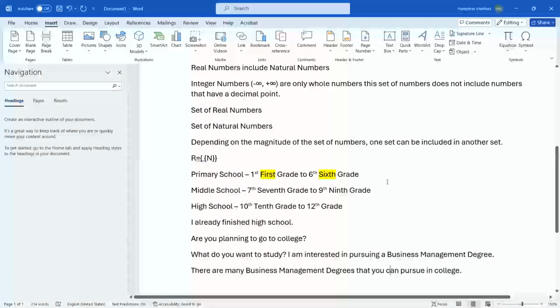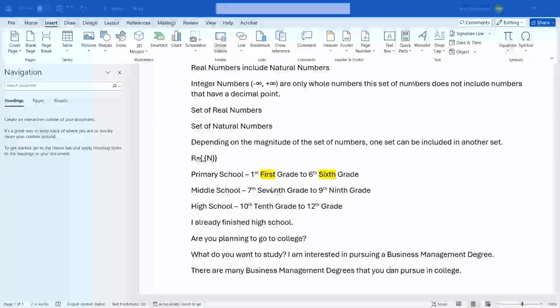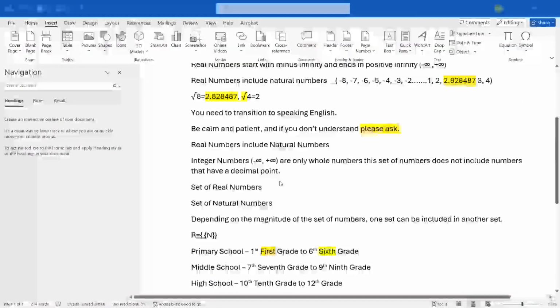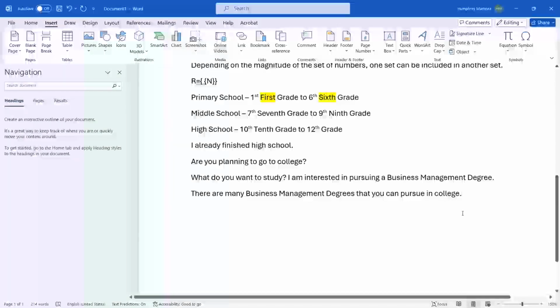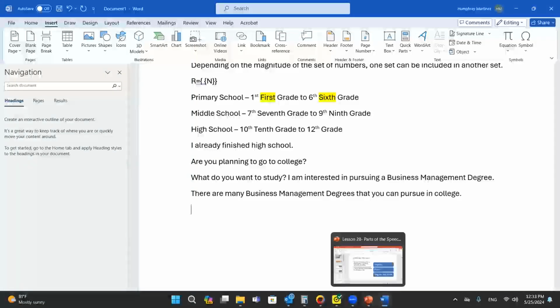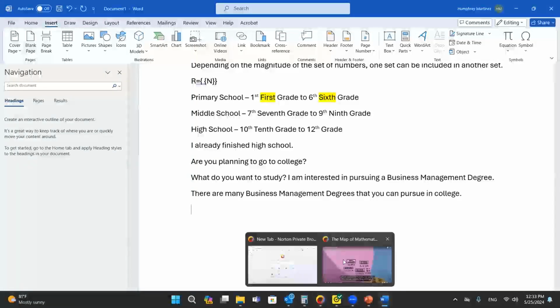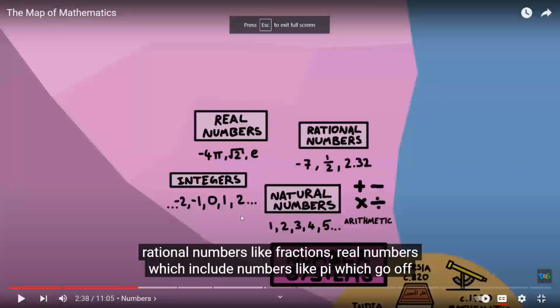And do you understand how to use the word pursue? And we will continue with this real number because we are kind of reviewing what we learned the last time. Estamos revisando lo que aprendimos la vez pasada. Pero here are some of the numbers that we studied, the rational numbers.